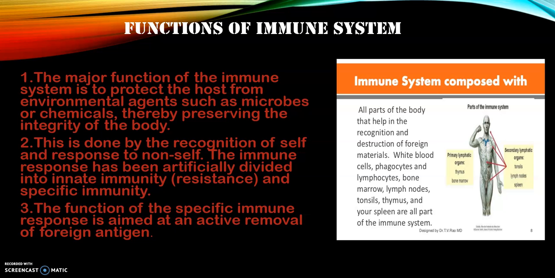So the foremost function of the immune system is to protect the host from environmental agents such as bacteria, fungi, or chemicals, thereby preserving the integrity of the body. This is done by the recognition of self and response to non-self. The immune response has been artificially divided into innate immunity and specific immunity. The function of the specific immune response is aimed at an active removal of foreign antigen.